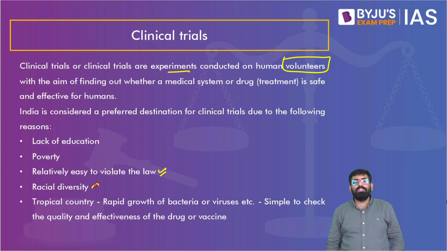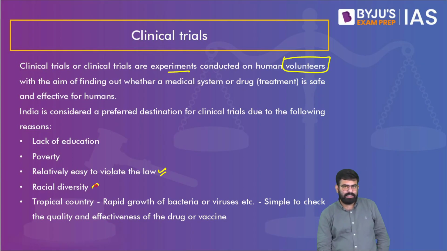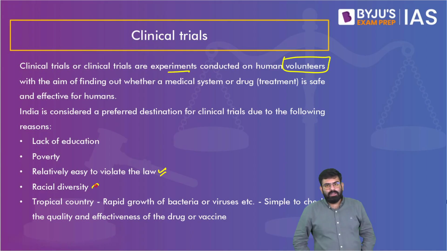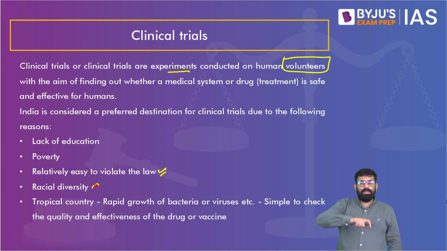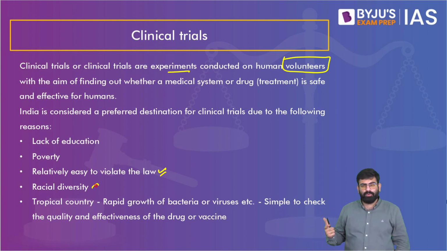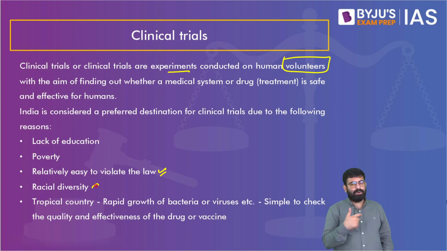Now, what is better than India when it comes to racial diversity? Because in India, you pretty much find every other race that is available. So you're finding people from all the races in one place, and that too in a place where you do not have a lot of rules and regulations, where you can easily flout the norms.